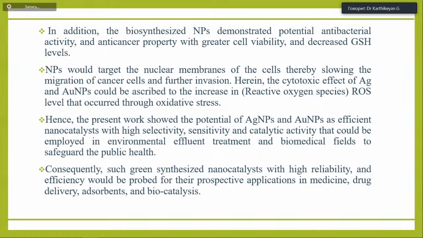In addition, the selectivity, sensitivity and catalytic activity as a whole could be considered for water treatment and other organic pollutant treatment, and also for prospective applications in medication, drug delivery, absorption and biocatalysis.